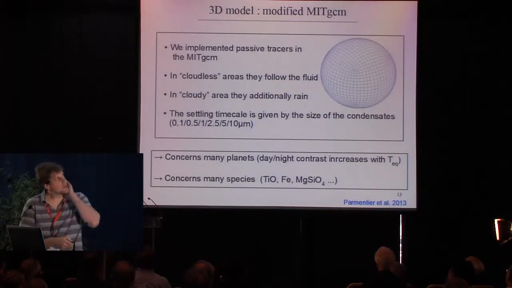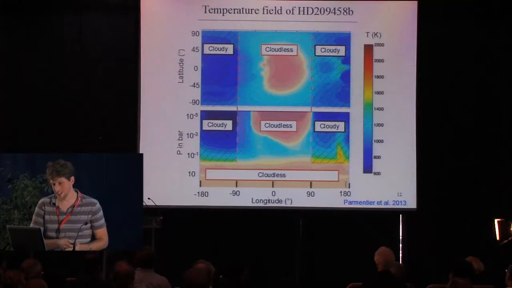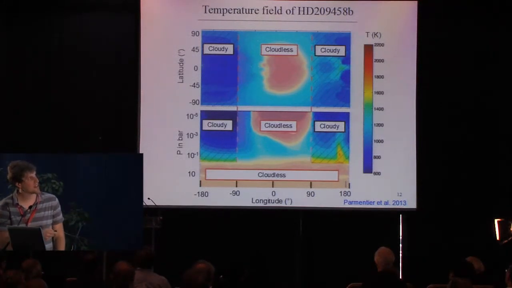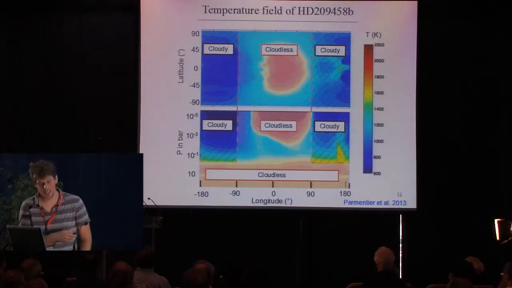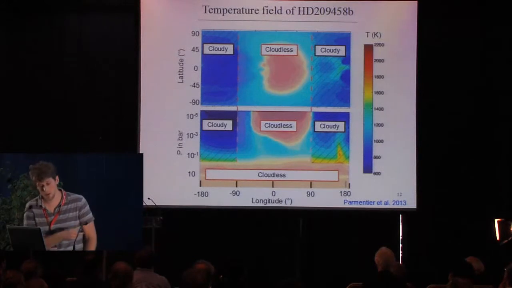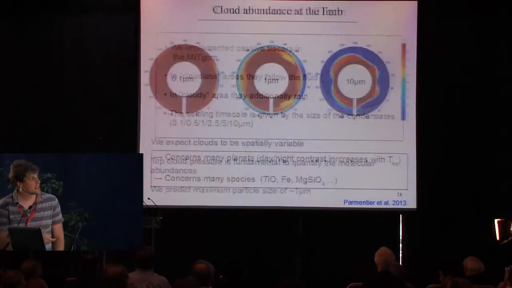And why do we use such a simple model here? 3D models are very complex, so it's good to first look at a simple case. We are now looking at exactly where the transition is, where the temperature map crosses the condensation curve. And we'll see that this has effects after.